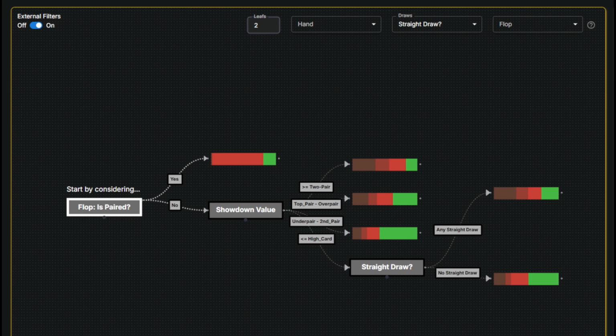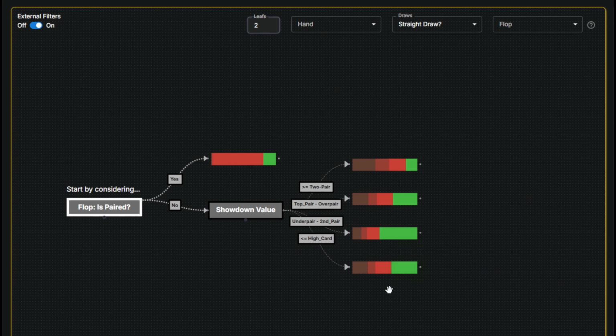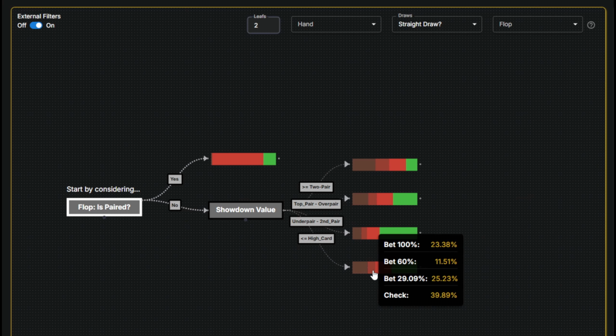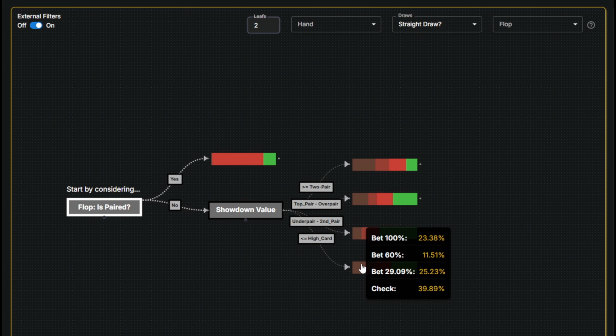We can make adjustments to the strategy that the software gives us. For example, if we don't care about this consideration over a straight draw, we can just click it, and it will compress that part of the tree, or the flowchart, and give us the strategy for any time that we have a high card.